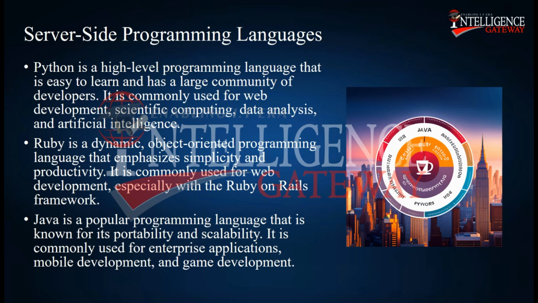Ruby is a dynamic, object-oriented programming language that emphasizes simplicity and productivity. It is commonly used for web development, especially with the Ruby on Rails framework. Java is a popular programming language that is known for its portability and scalability. It is commonly used for enterprise applications, mobile development, and game development.